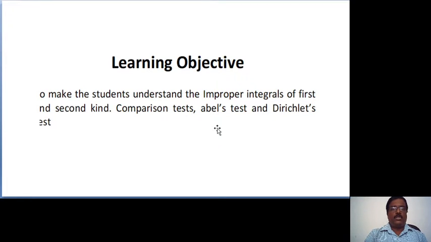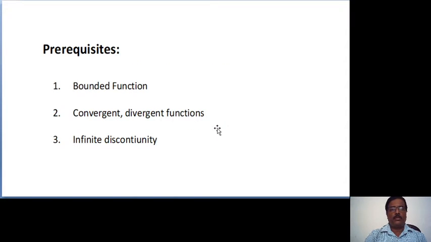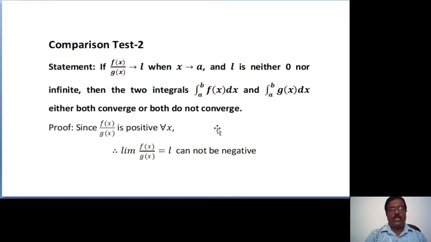So this is the learning objective. This is the session outcomes. These are the prerequisites, that is bounded function, convergent, divergent functions, and infinite discontinuity. So let us start with comparison test 2.